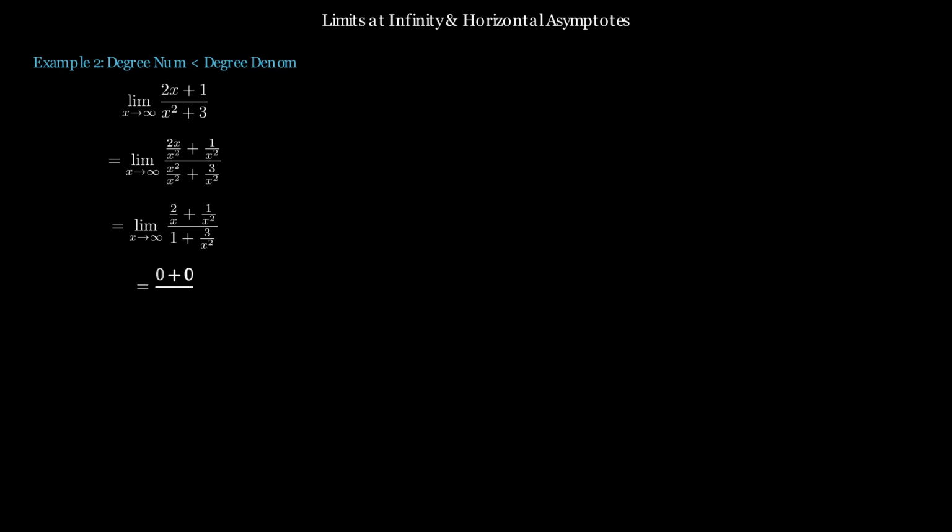Now for our second example. Here, the degree of the numerator, which is 1, is less than the degree of the denominator, which is 2. We use the same strategy. The highest power of x in the denominator is x squared. We divide every term by x squared. After simplifying each term, now we apply the limit. Every term with an x in the denominator goes to 0. This simplifies to 0 divided by 1, which is 0. So the horizontal asymptote is at y equals 0, which is the x-axis itself.